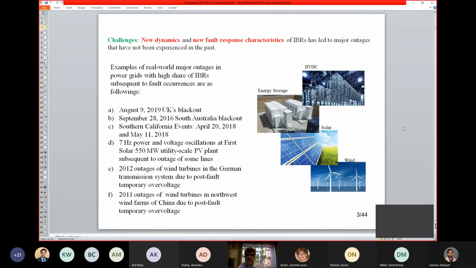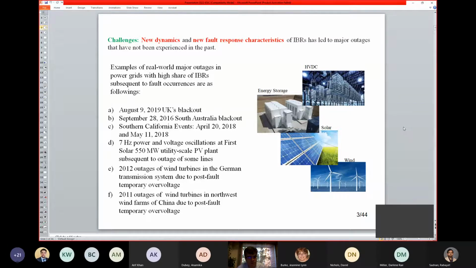The challenge is that as we integrate more inverter-based resources into the power grid, which could be in the form of wind power, solar power, energy storage, or HVDC systems, we will face new dynamics and new fault response characteristics of these devices. And we have observed these differences in recent major power outages.